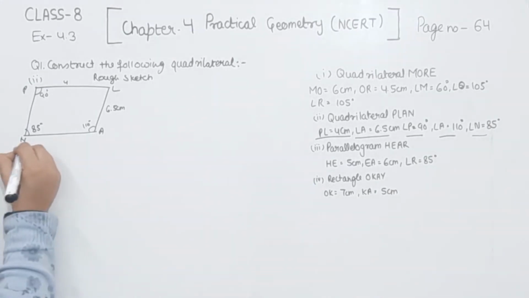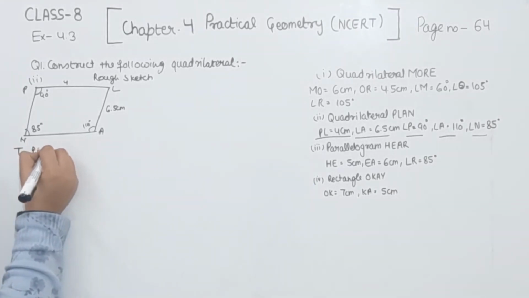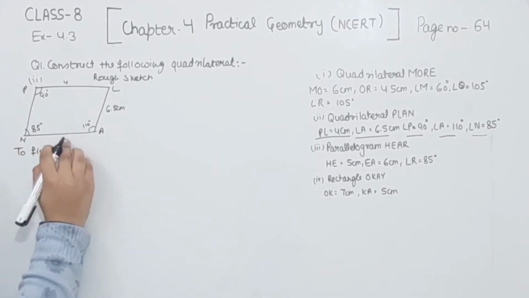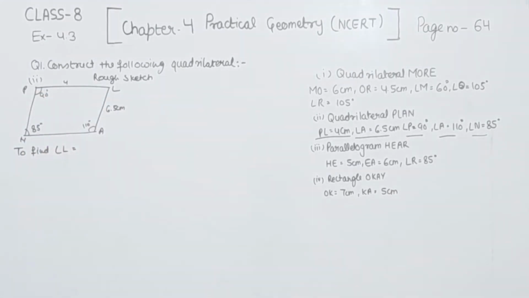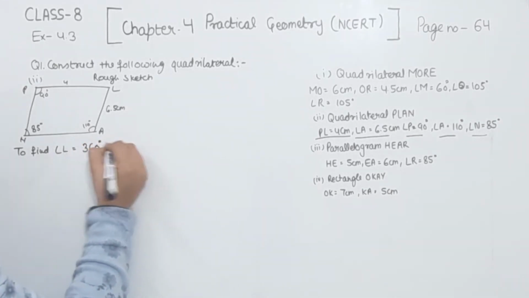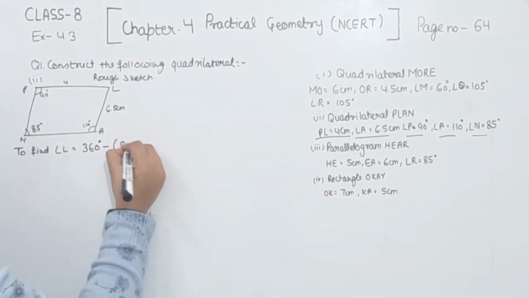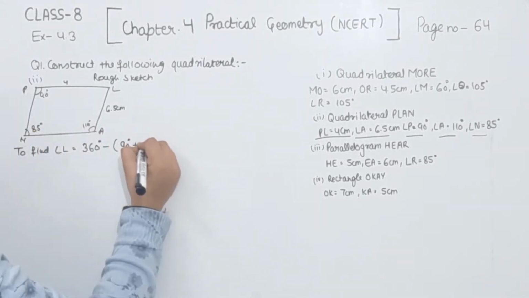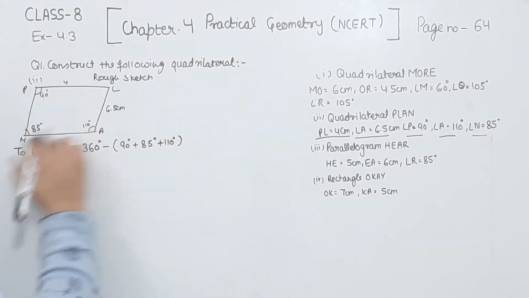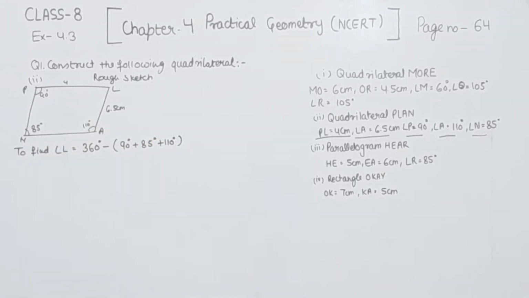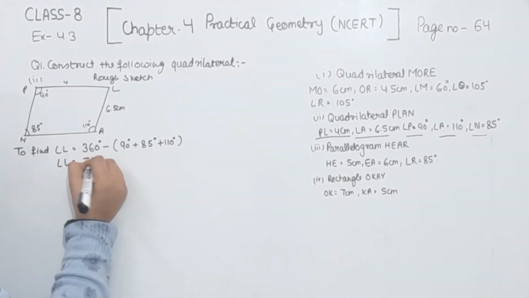So I am going to write here, to find angle L. We are going to find the angle L. Now the sum of angles of a quadrilateral is 360. So we are going to write here 360 minus, we are going to subtract 90 plus 85 plus 110. We are going to add the 3 of them and then subtract this from 360. So we are going to get the angle L is equal to 75 degrees.